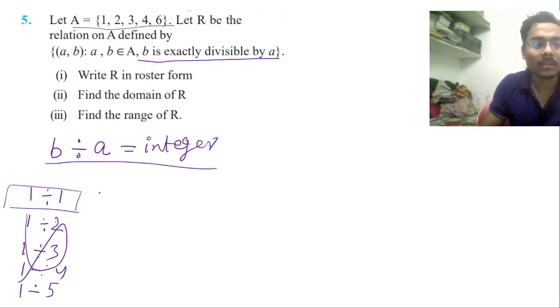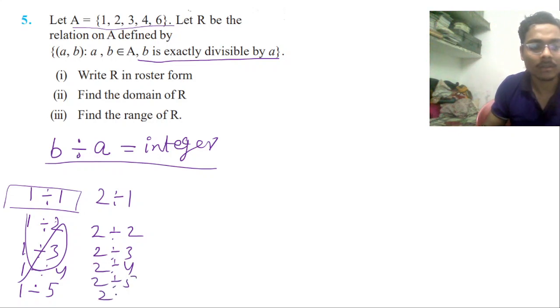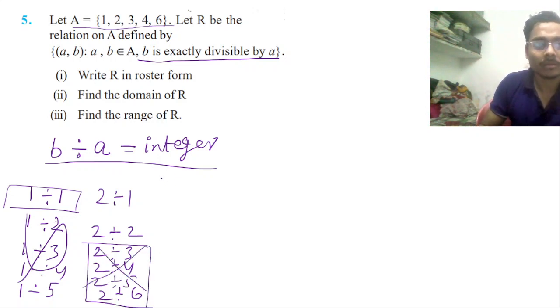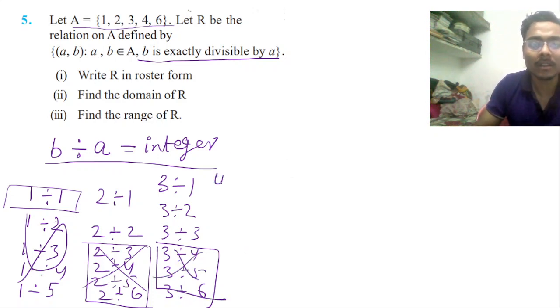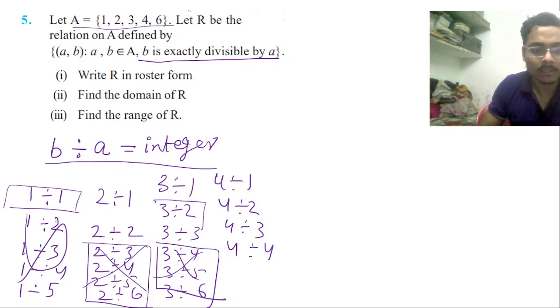Then we will take 2 divided by 1, 2 divided by 2, 2 divided by 3, 2 divided by 4, 2 divided by 5, and 2 divided by 6. Again the above two will be possible, but the lower ones will not be possible. Now 3 divided by 1, 3 divided by 2, 3 divided by 3, 3 divided by 4, 3 divided by 5, 3 divided by 6. So these above 3 are possible, but the lower ones will not be possible. 4 divided by 1, 4 divided by 2, 4 divided by 3, 4 divided by 4, and also this is not possible here.